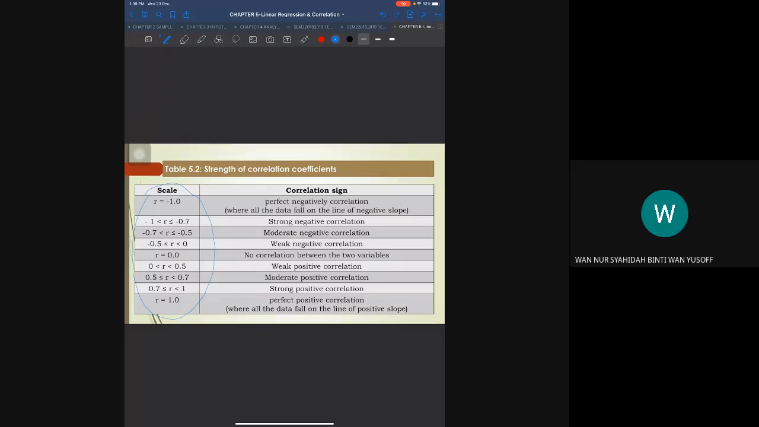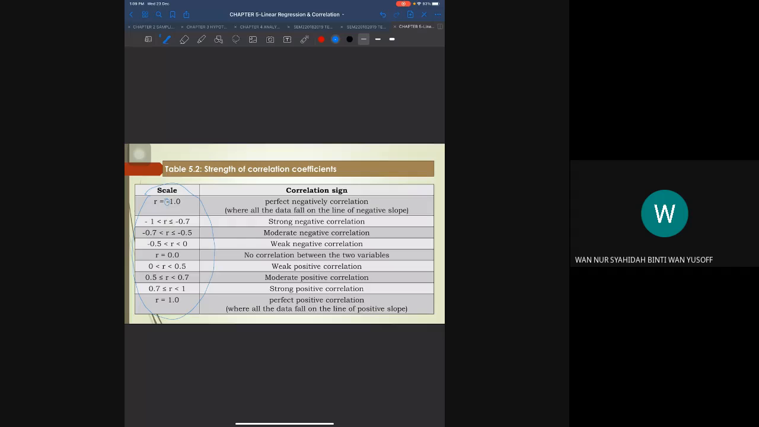It doesn't matter. The sign, negative or positive, is to know the direction of your relationship, whether we have negative or positive. If negative, then it is a negative relationship. If positive, then a positive relationship. If R equals 1, then we will have a perfect relationship. If negative, then perfectly negatively correlated.